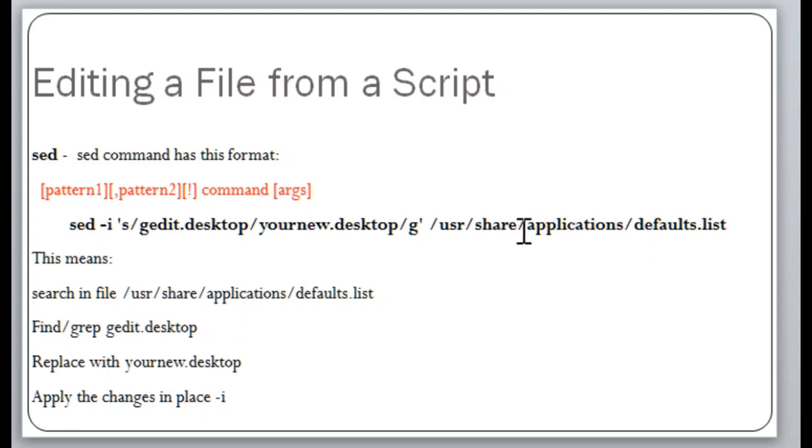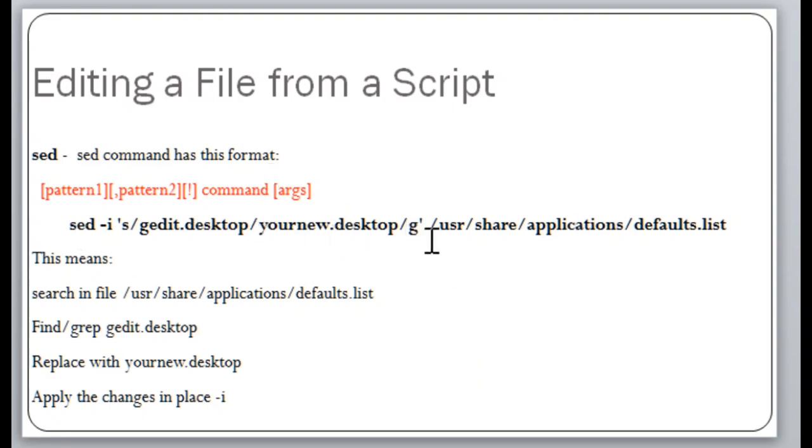So in this file, search for this and replace it with this. That's how we can use sed to edit a file from a script. This is much more convenient than going in there, erasing the line, typing in the new stuff. We can do it in one line with the sed command, and it'll find it, replace it, and put this new line in there.